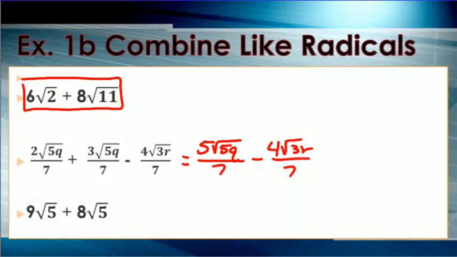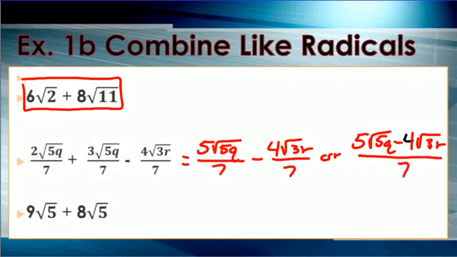That would be our answer, or you could also write it like 5 times the square root of 5 cubed minus 4 times the square root of 3r all over 7. Either way is acceptable, but we can't subtract the 5 and the 4 because the radicands are not the same. And that's the second one on this slide. The radicands are the same, so I can add them. 9 plus 8 is 17 times the square root of 5.